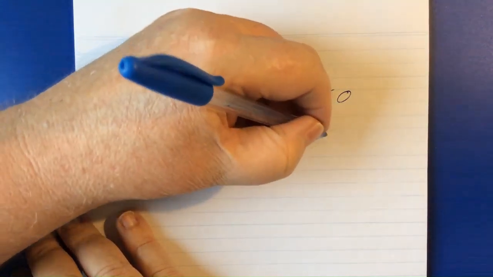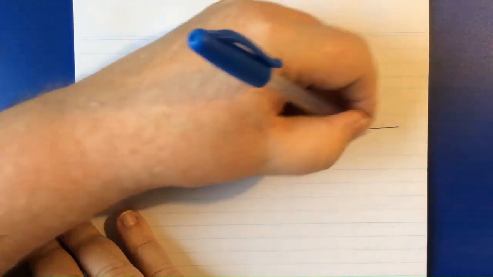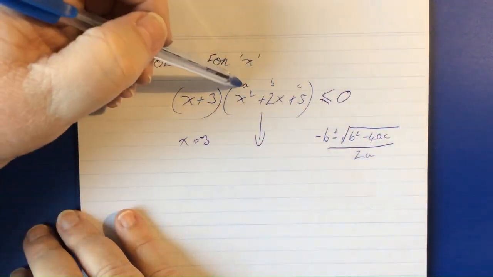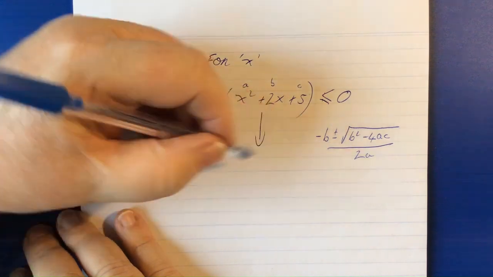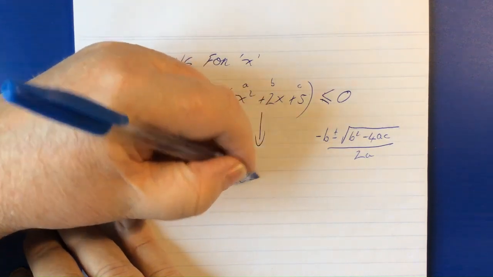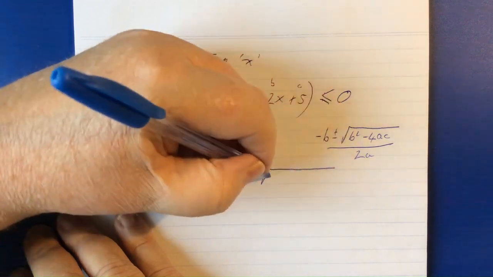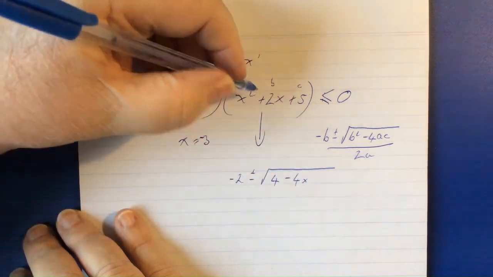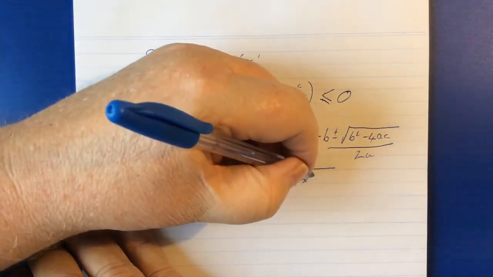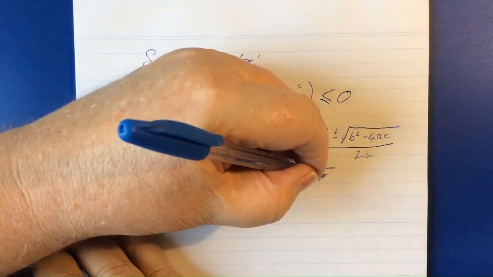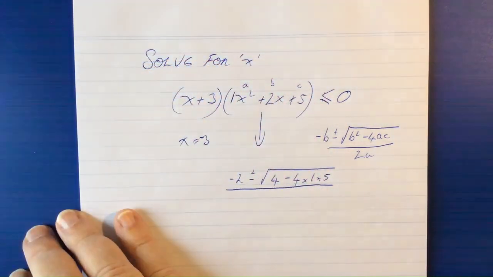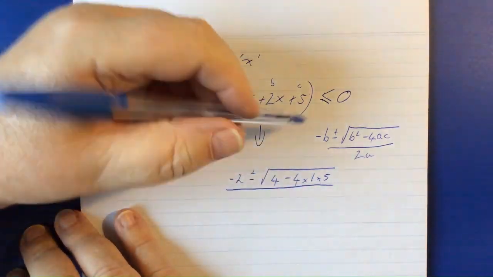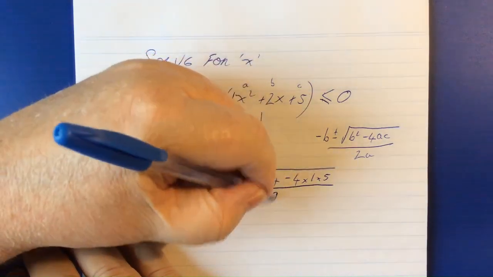The quadratic formula is negative b plus or minus the square root of b squared minus 4ac, all over 2a. And here we have a, b, and c. So negative b, negative 2, plus or minus the square root of b squared, which is 4, minus 4 times 1 times 5. And the astute amongst you will have noticed that we possibly have a problem here, but we'll come back to that. This is all over 2 times a, which is 2.